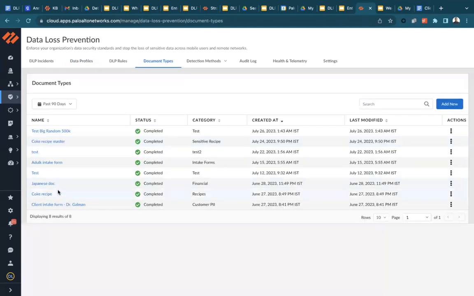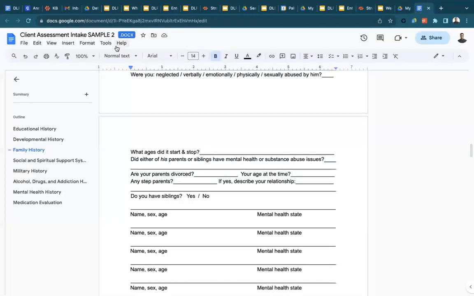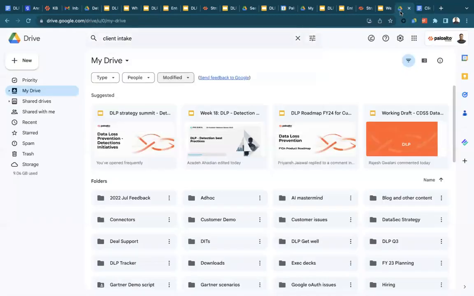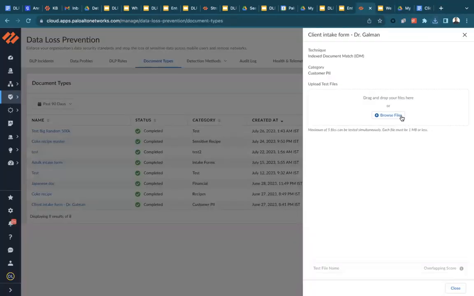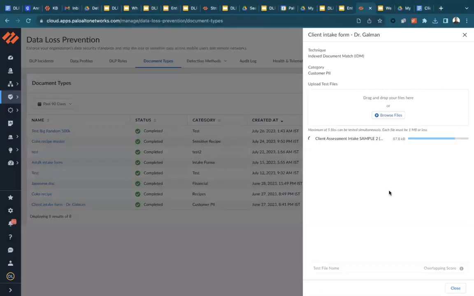What's even more interesting is you have the ability to test these document types as well. So for example, this is a client intake form. I'm going to download the one that we just saw and upload it for testing. Yeah, so this gave a near perfect 99 overlapping score. And then you're able to use that to determine what your matching would be if you used it as a data profile.